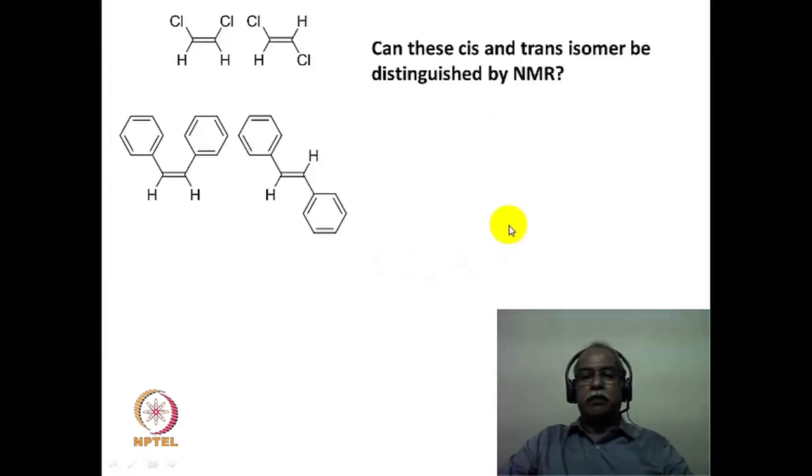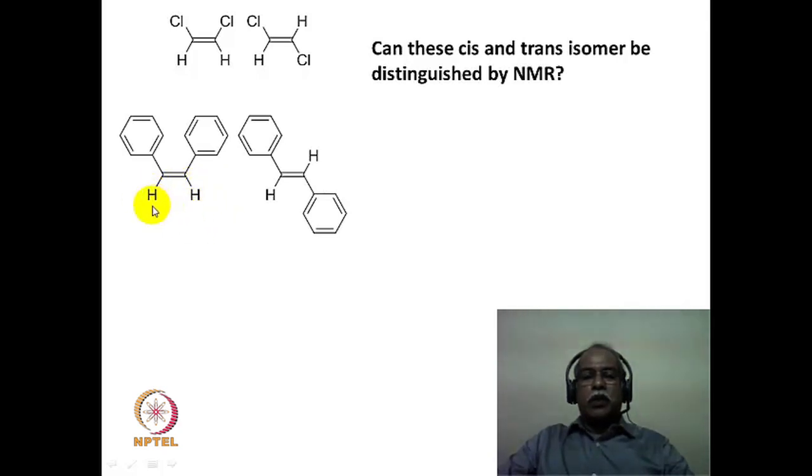Now, quite often we ask the student whether it is possible to distinguish these cis and trans isomers using NMR spectroscopy. The immediate answer the student gives is that yes, it is possible to determine by the coupling constant between these two hydrogens. That is the standard answer that one gets. This is a wrong answer, of course, because these two hydrogens in the cis compound are chemically equivalent and they don't split each other at all. They are magnetically as well as chemically equivalent.